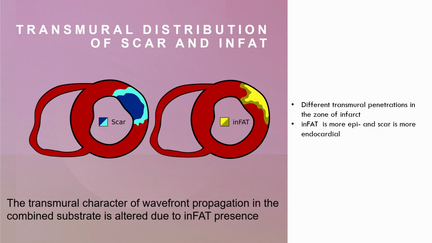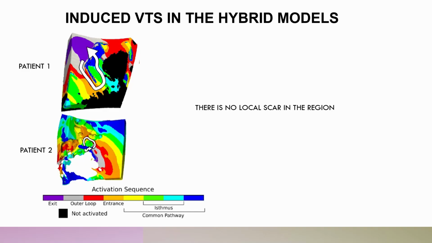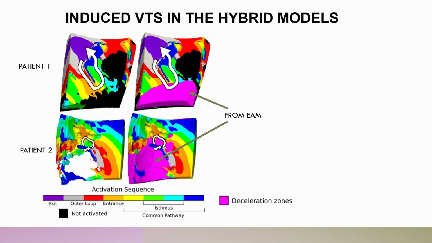You can see how that will affect the transmural propagation of wavefronts in these patients. So we induced VTs in these hybrid models that had both scar and fat, and you can see we basically represent the activation sequence. This is computational modeling. I just cut a piece of this patient's heart and a piece of this patient's heart just so the circuits are better visualized. And in this particular case, it was a location where there was no scar, actually, but there was a VT. And this is from the electroanatomical maps.